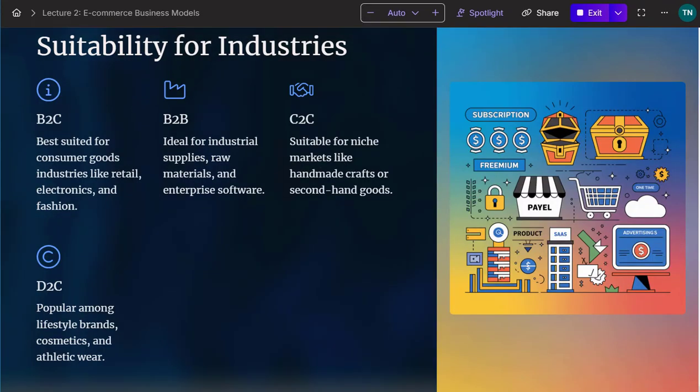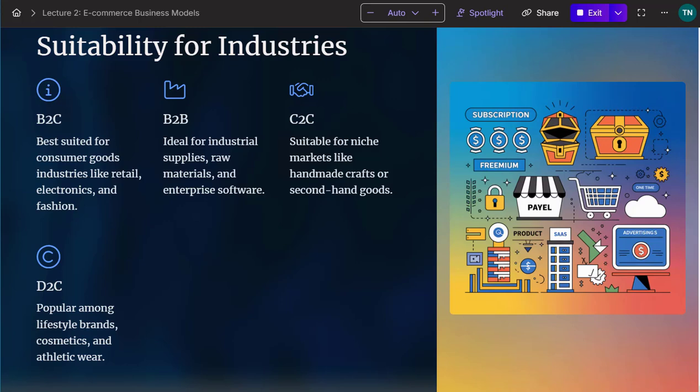Now we look at the suitability for industries of the different e-commerce business models. Our business model is well suited for a variety of industries, with their own unique needs and characteristics. For B2C industries like retail, electronics, and fashion, our model is particularly well suited, as it allows us to effectively reach and serve individual consumers. In the B2B space, our model works great for industrial supplies, raw materials, and enterprise software, where we can cater to the specific needs of other businesses.